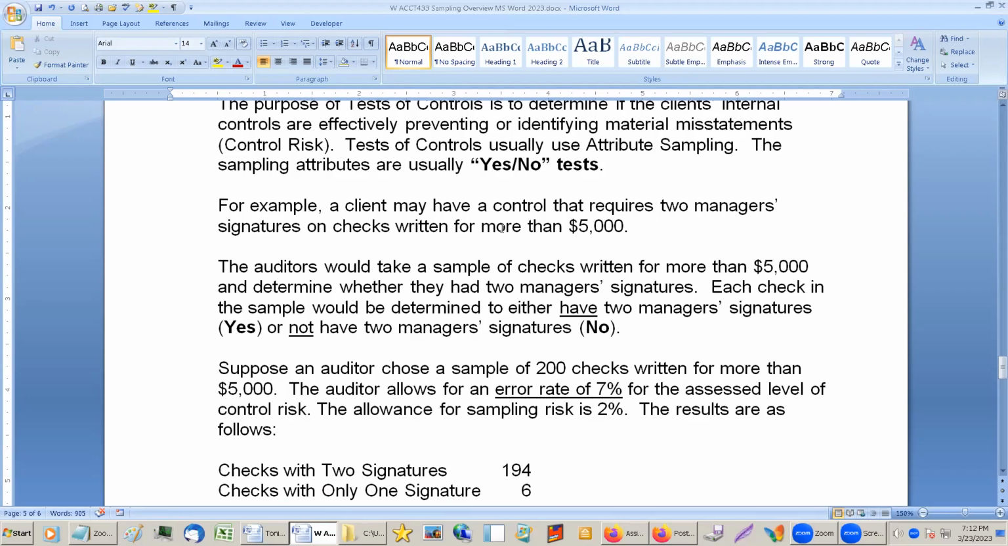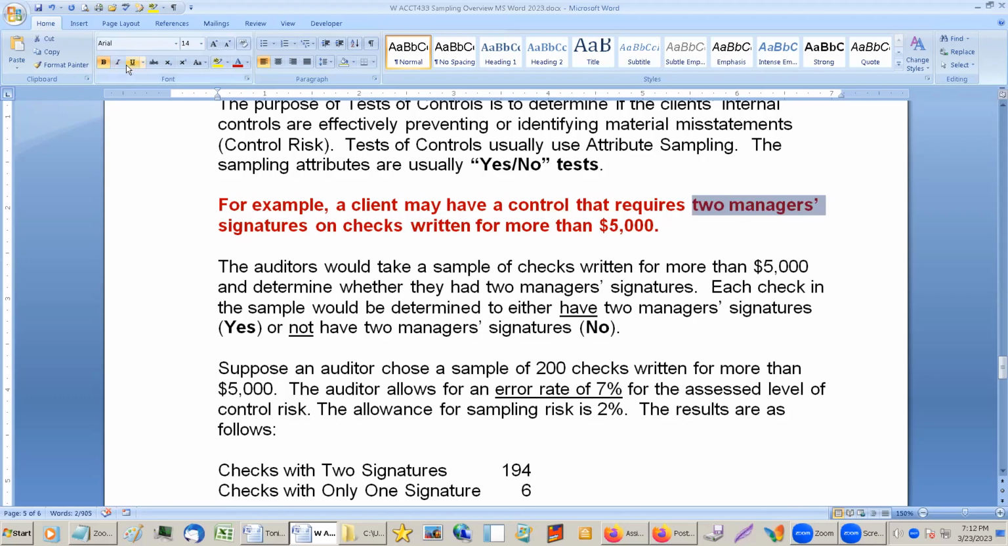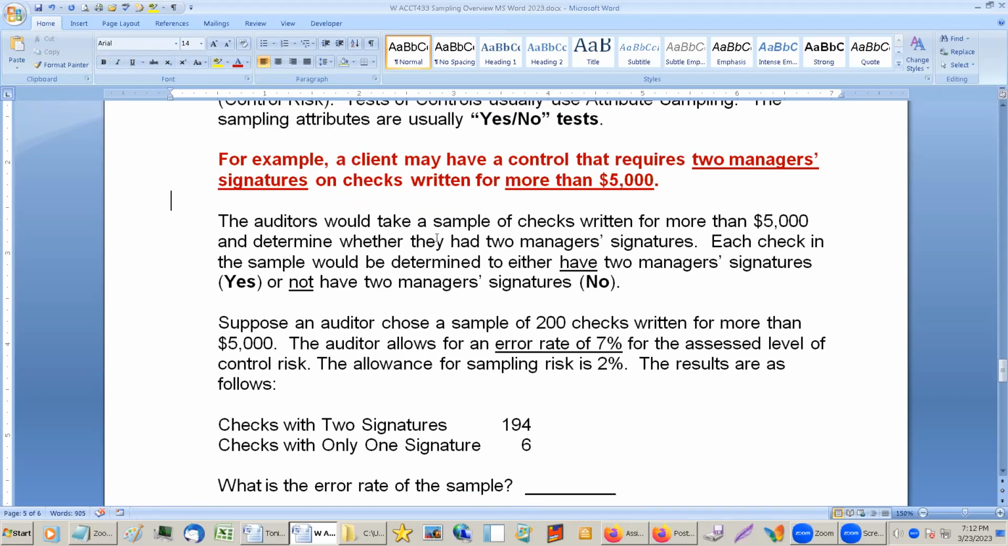Okay. A control that requires 2 managers' signatures on checks written for more than $5,000. So if there is a check written for more than $5,000, it should have 2 managers' signatures on it. And why do you think they have that control? Why do you have a control that you have to have 2 managers sign off on a check for more than $5,000? Because usually both of them don't be in agreement on maybe stealing. Well, yeah, it brings somebody else into it so that you don't have people making large dollar amount decisions by themselves.